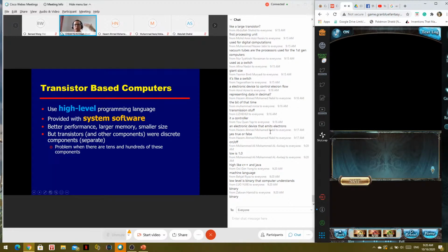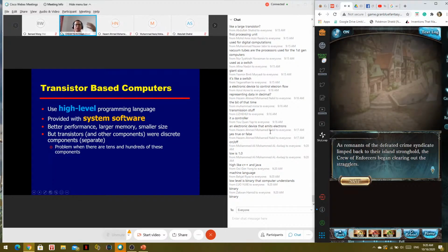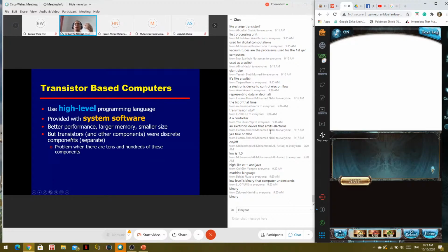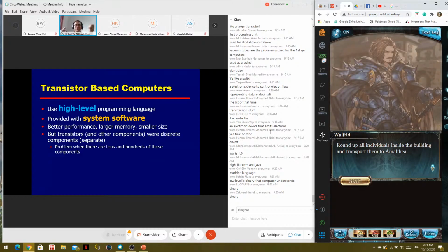And of course, the second-generation machines used a kind of system software already, maybe something similar to an operating system. Generally, there was better performance, larger memory, larger size, and they use transistors, of course. From 18,000 vacuum tubes in the time of ENIAC, now they use tens and hundreds of thousands of these small components.